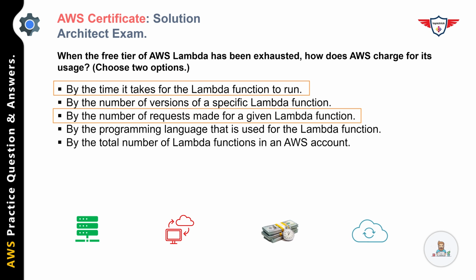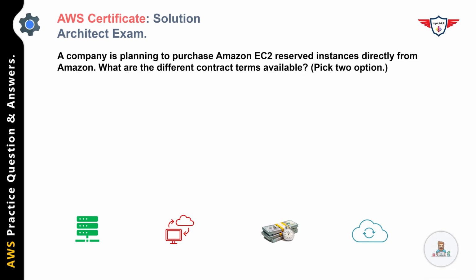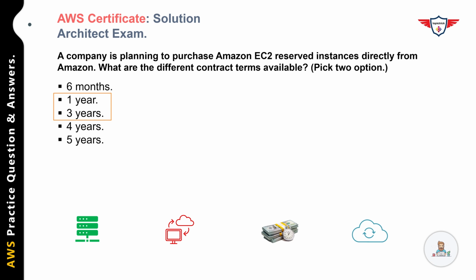A company is planning to purchase Amazon EC2 instances directly from Amazon. What are the different contract terms available? You have to select two correct answers. Your options are 6 months, 1 year, 3 years, 4 years, and 5 years. And the correct answer is 1 and 3 years. So you can purchase a reserved instance directly from Amazon for a 1 year or 3 year commitment. The 3 year commitment often has a large discount.